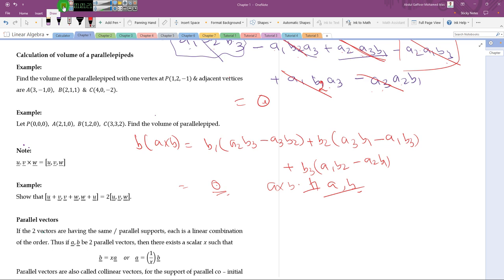So 9i minus, now if I skip this column and this row, 4 into 1, 4 minus 12, minus 8, then plus 8j. If I skip this and this, minus 12 minus 6, minus 18k will be the answer.